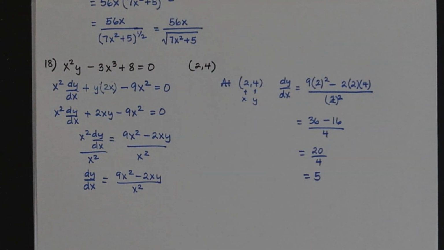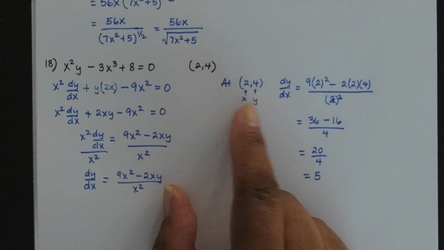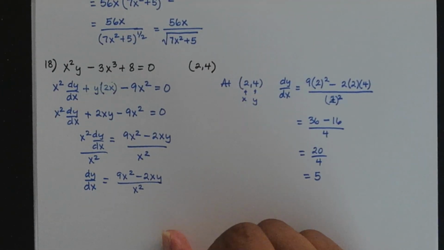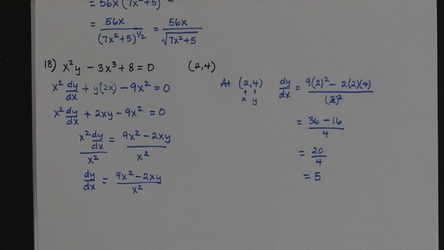So at the point (2, 4), y prime or dy/dx would be 5. And that actually represents the slope of the tangent line that's going through the point (2, 4). Questions on number 18?